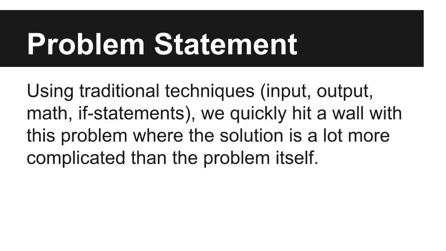Welcome to part 2 of the Lecture 7 Intro to Loops. What we just saw in the last part was we tried to write a program that takes any number of inputs from the user, some number specified by the user, and then outputs the average. And we ran into some problems using traditional techniques, the input, the output, the if statements, the math, wherein the solution eventually became a lot more complicated than the problem.